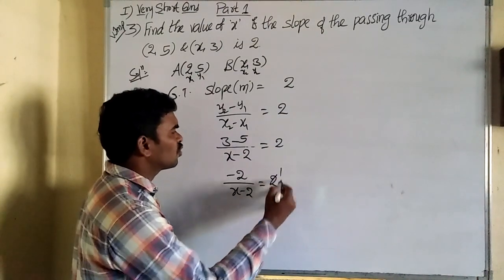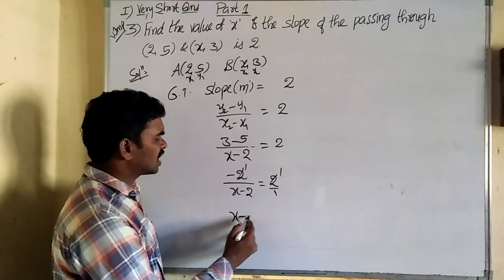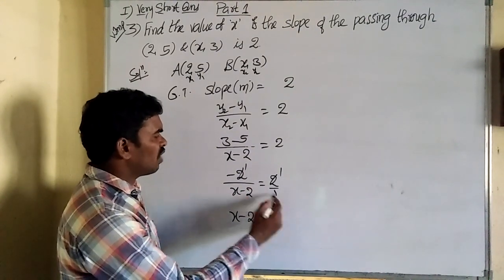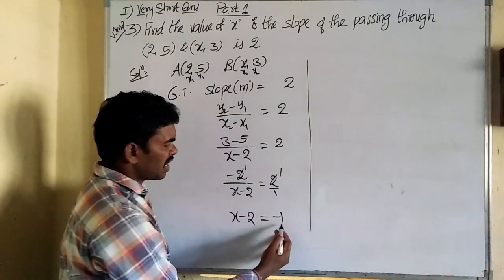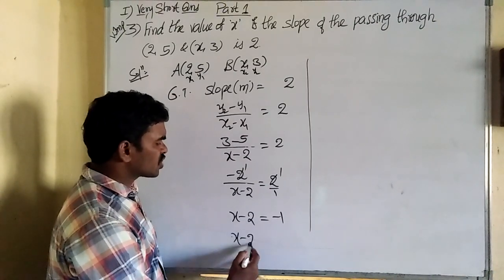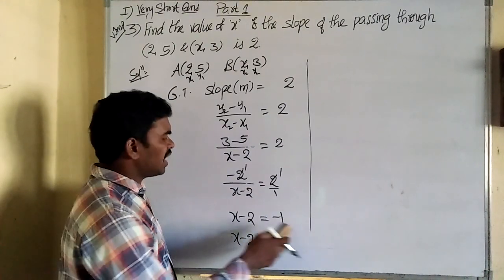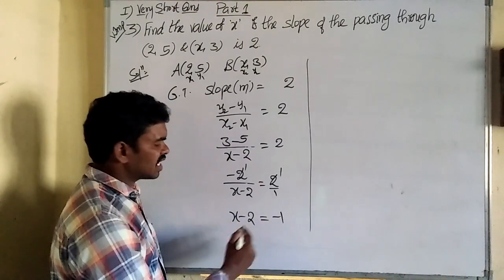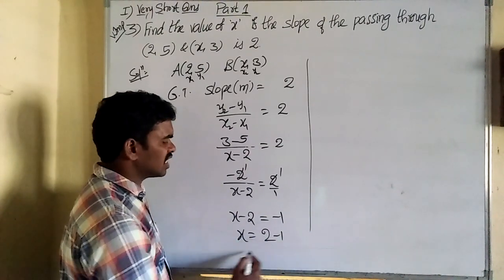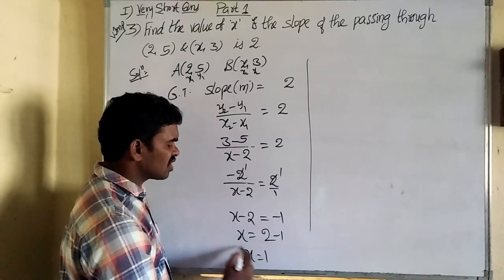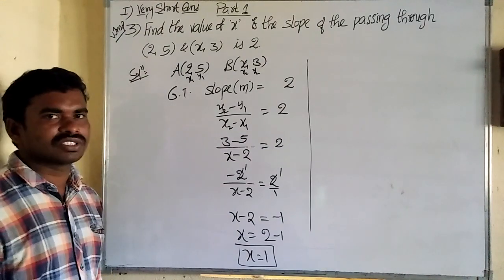So here the 2 can get cancelled. Now tell me, 1 into x minus 2 is x minus 2, and 1 into minus 1 is minus 1. So now bring minus 1 to the left side. Otherwise, this minus 2 send to the right side, because we should find the x value. So then it becomes plus 2 and minus 1 as it is. So x is equal to 2 minus 1, which is 1. So what is the x value? 1. This is the solution of this third question.